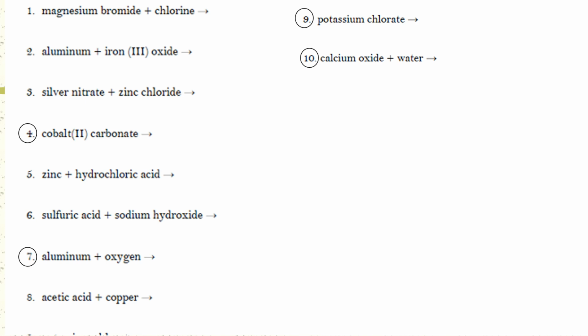All right. Go back to that sheet that I had earlier, and let's do some practice with some of these. The ones that were on there that relate to this are number 4, number 7, number 9, and number 10. All of those apply to the ones we were just talking about.